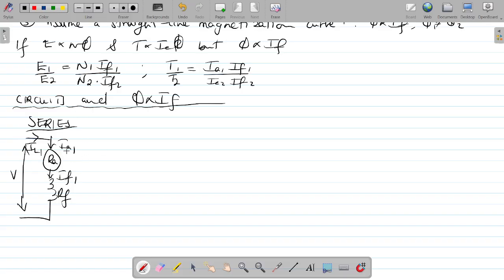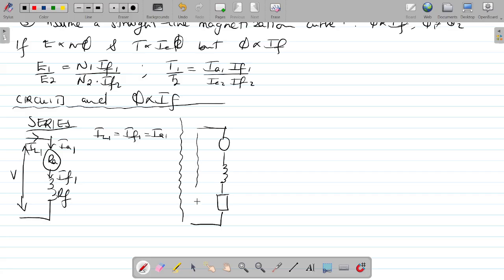So if there's anything we've learned about a series circuit, it is that IL1 is the same as IF1, which is the same as IA1. So let's say they give us a new circuit which is still connected in series. If there's anything new about this circuit, it is that they've added a new resistance in series. So here's my new resistor. Oops, sorry. So I have my terminal voltage here.